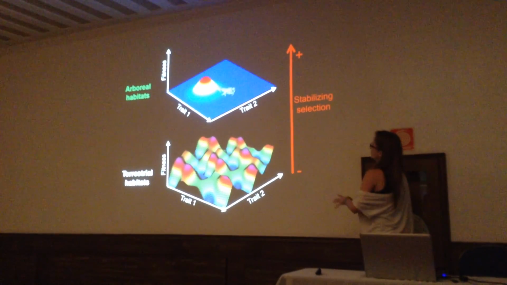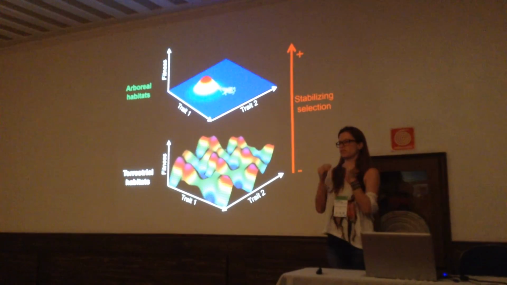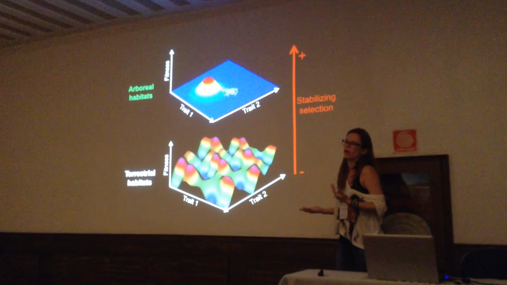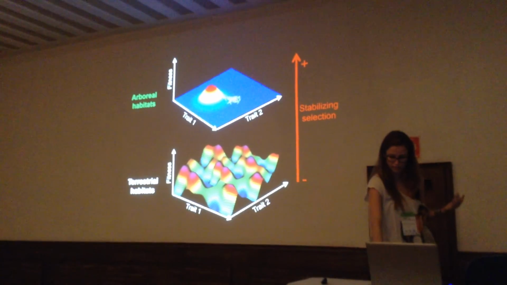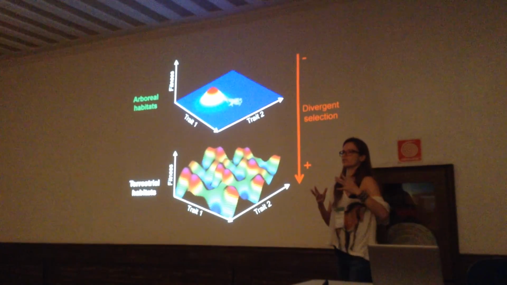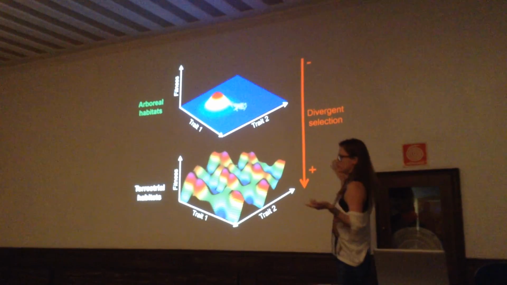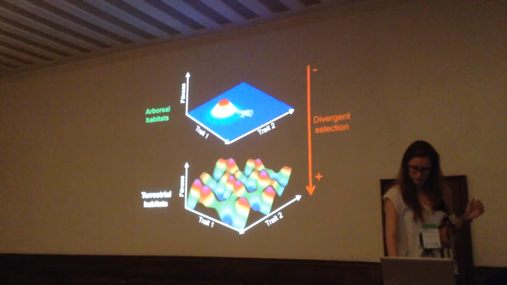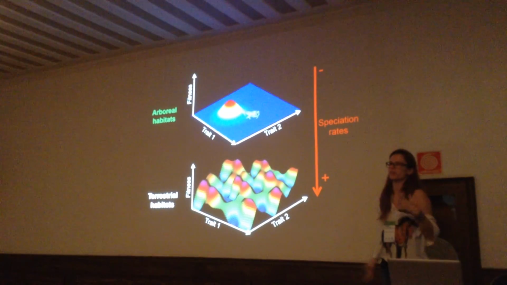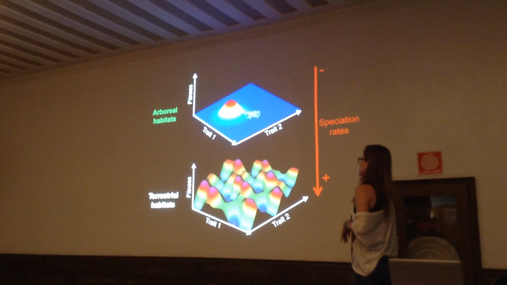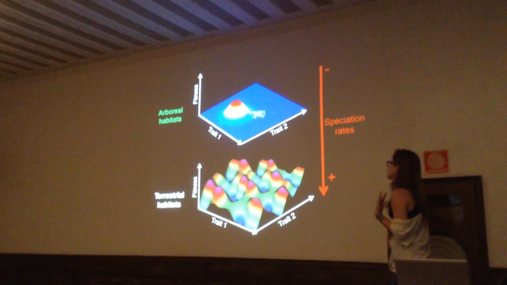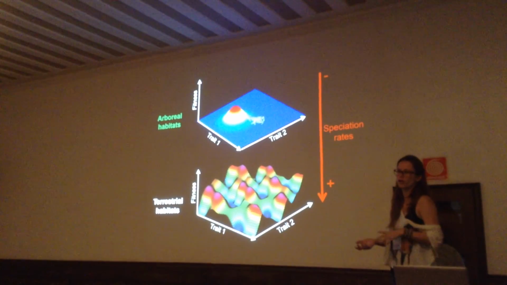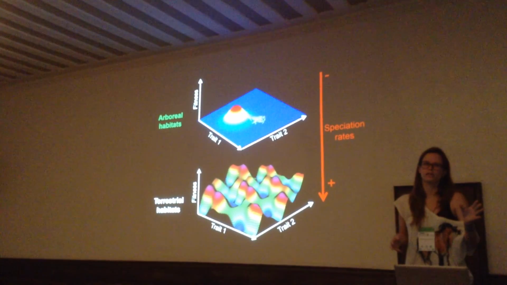Given this scenario, we expect that evolutionary forces that maintain phenotypes very close to each other, like stepwise selection, will increase in the arboreal habitat. In contrast, evolutionary forces that generate phenotypic diversity, like divergent selection, will decrease in the arboreal environment. And this lack of phenotypic variation among the arboreal lineages would have an impact on speciation rates, and we expect that speciation rates would be smaller among the arboreal lineages.